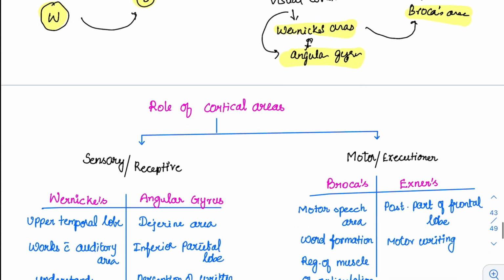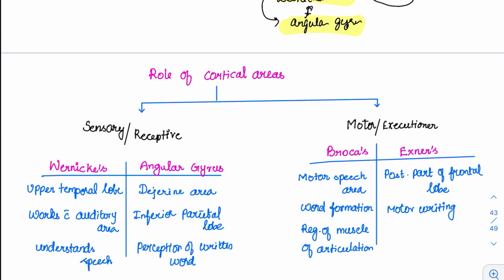So now coming to the role of cortical areas. Now we have understood there are four areas which are required. So we can basically divide these four areas into receptive area and executionary area. Otherwise, we can say sensory area versus motor area, receptive areas versus the executionary areas. So Wernicke's and angular gyrus, they are trying to understand and comprehend, so they are called receptive or sensory areas.